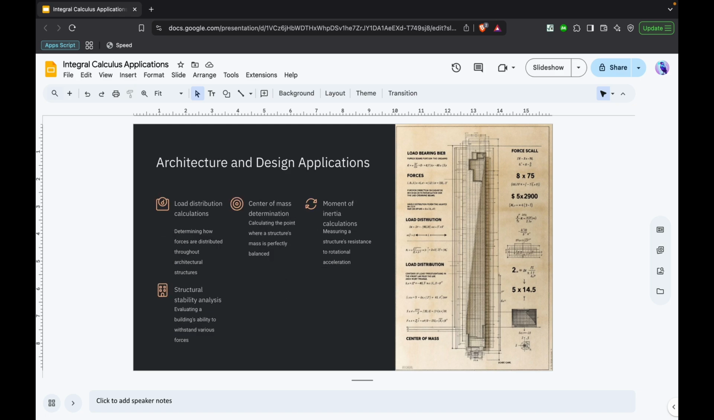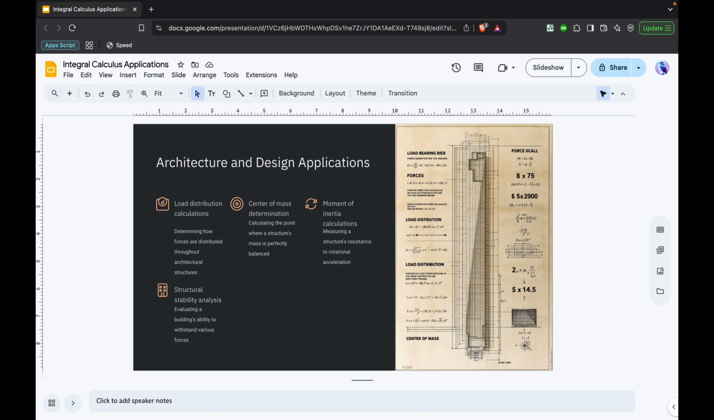For architecture and design, there are also a few more applications. There are four main ones that we're going to cover. Number one is load distribution calculations. Basically, we're trying to figure out how much force is here in the structure, how much force is there in the structure, and how the forces are distributed throughout the entire structure.